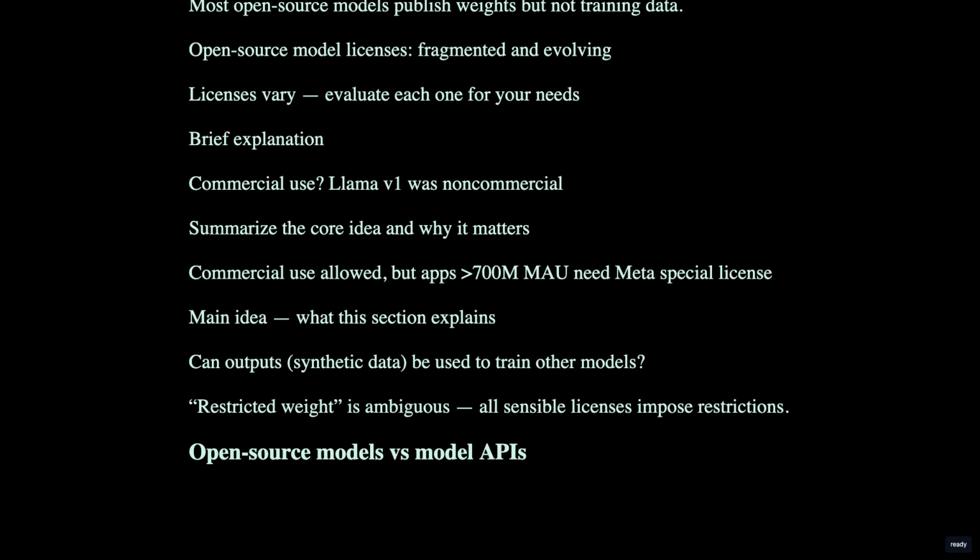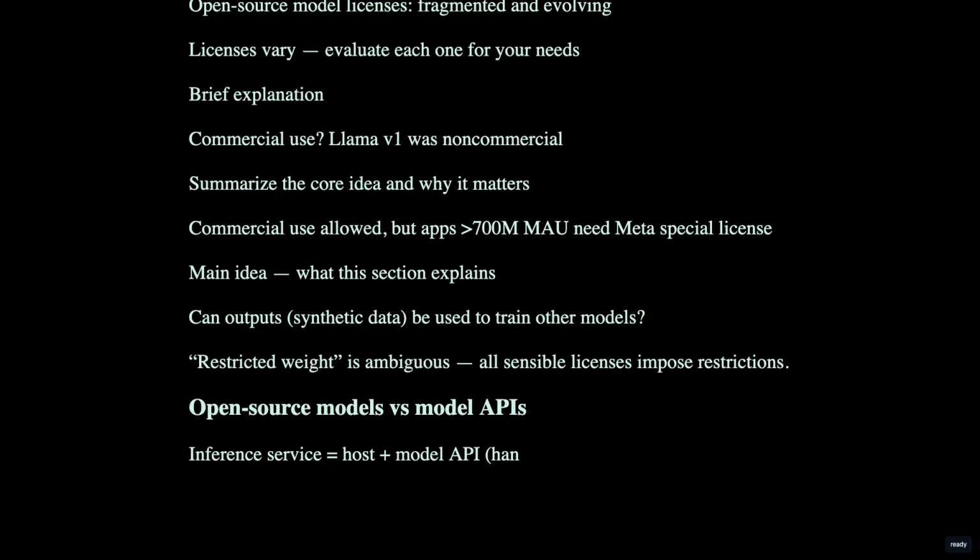We'll compare open-source models and hosted model APIs and highlight the practical trade-offs: control, cost, latency, and maintenance. By the end, you'll know which option usually fits tasks like prototyping, production deployment, or research.